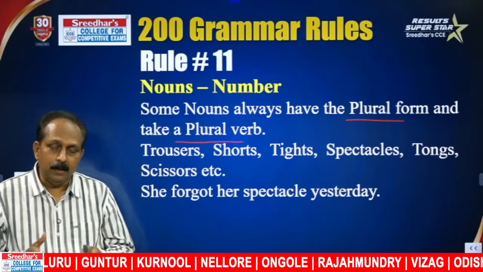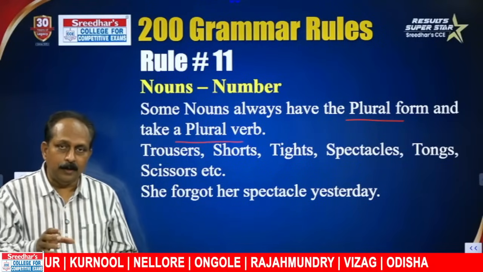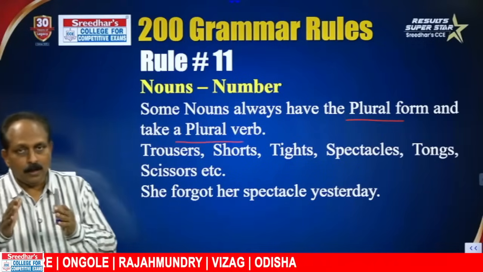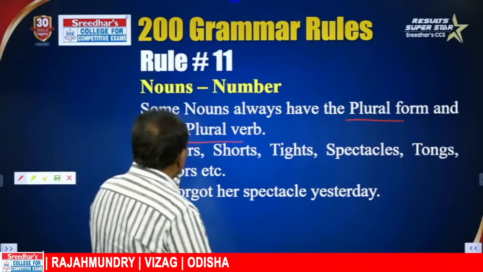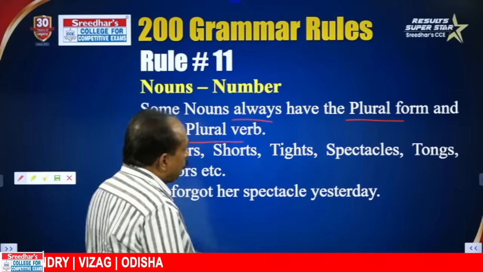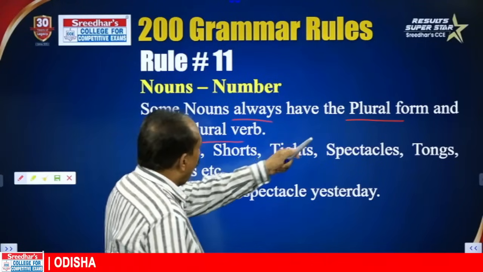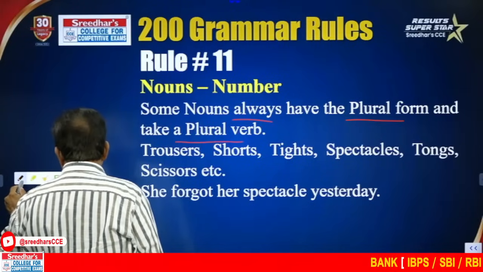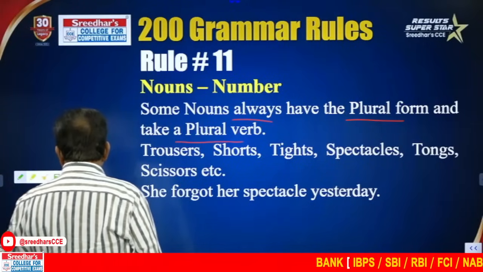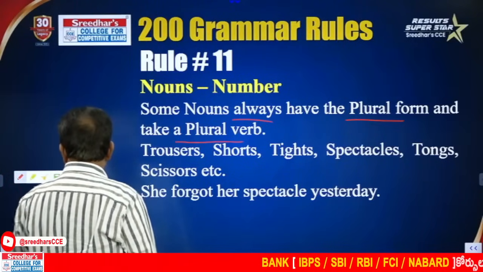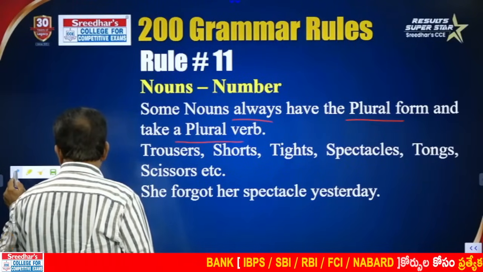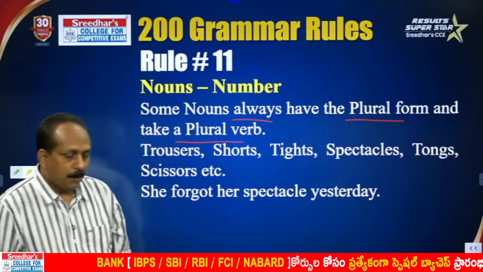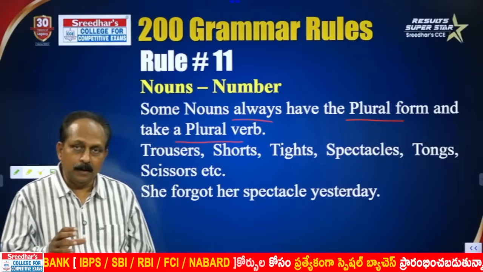And when you learn, you should focus on the key words. It could be about a concept, it could be about a rule. So, what are the key words over here? Some nouns always, which means no exception whatsoever, have the plural form and take a plural verb. That you should focus on. Plural form, plural verb. First, you have to learn the rule, then you have to learn the examples.